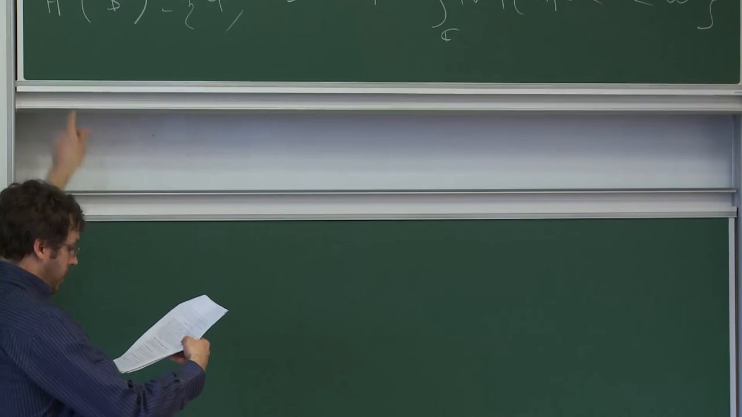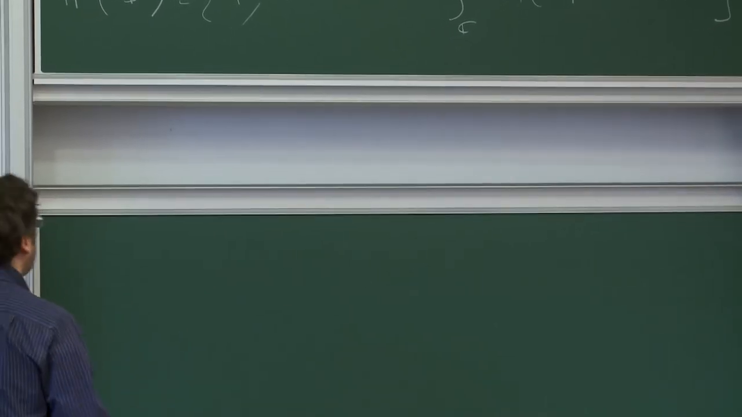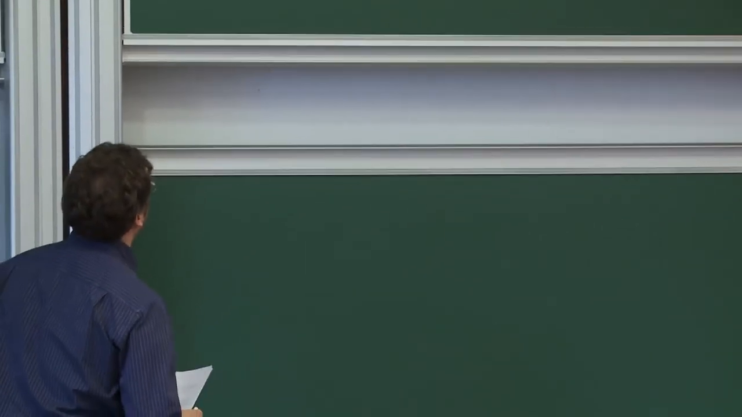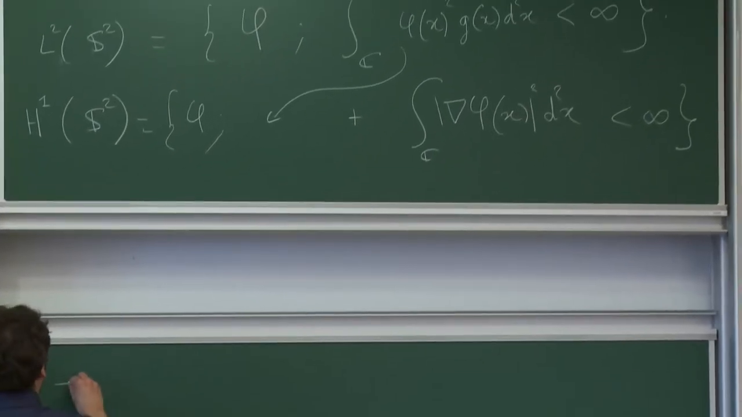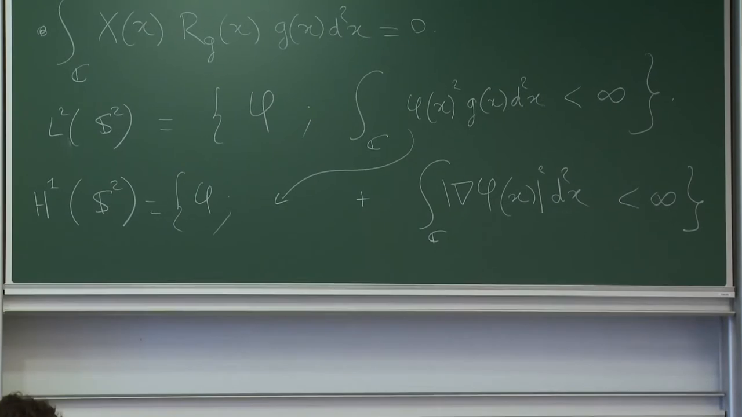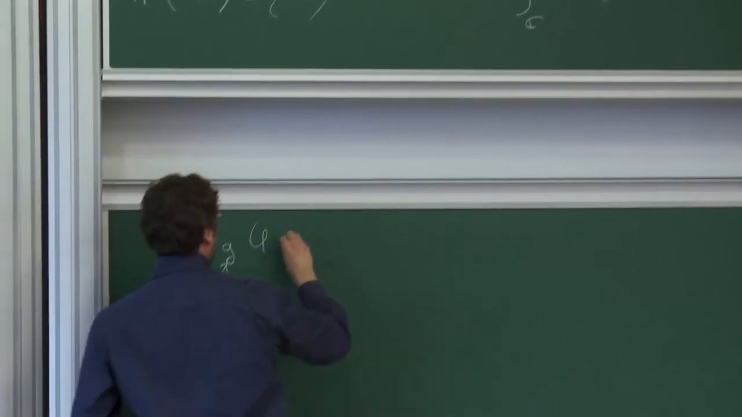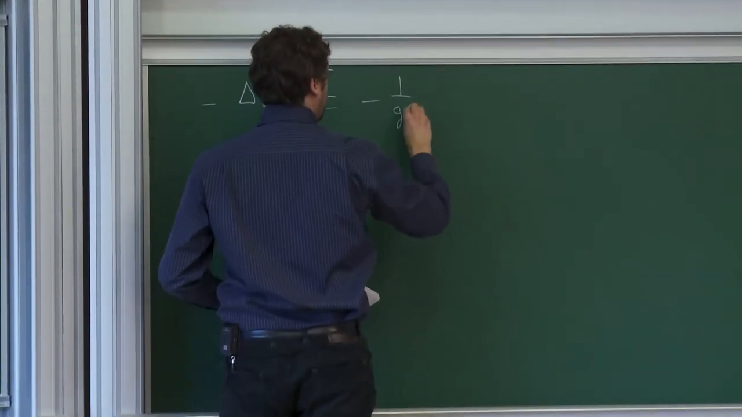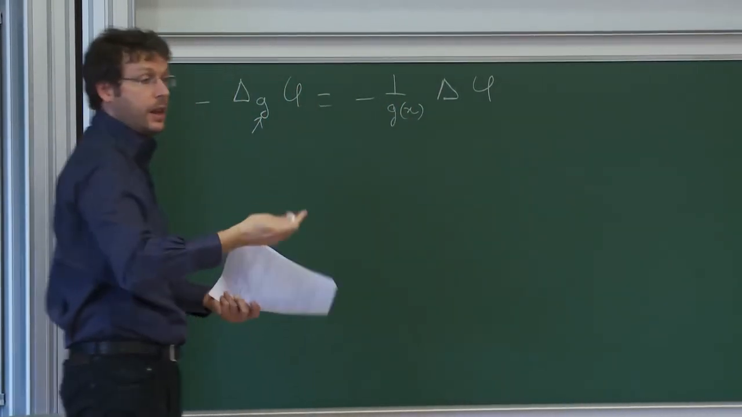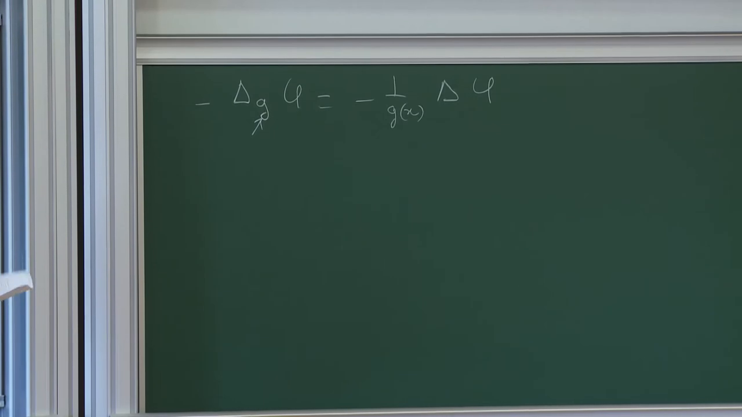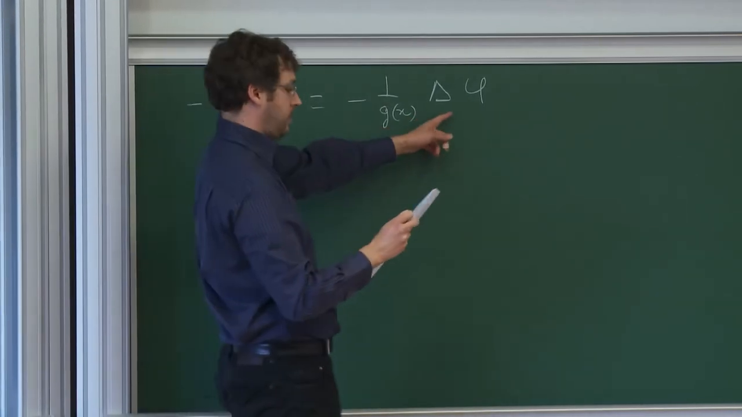Now let me introduce the eigenbasis with respect to the Laplacian with respect to G. So minus Laplacian with respect to G of a function is nothing but minus 1 over G of x, Laplacian phi, where Laplacian is the standard flat Laplacian on the complex plane, okay?